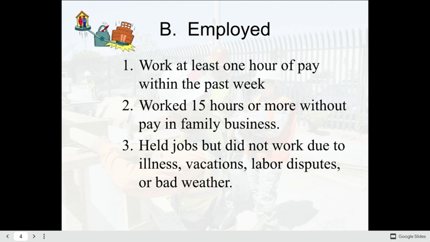One is they work for at least 1 hour of pay in the last week. The second is they work 15 hours or more with a family business. So a family farm or something like that, they can be included as employed. And then, of course, is if they have an excused absence under the law. So an illness, if their company allows vacation time, or perhaps there was a labor strike, which is allowed under the law, bad weather, maybe the state shut down roads because of a blizzard. These would all be reasons why someone is still employed.